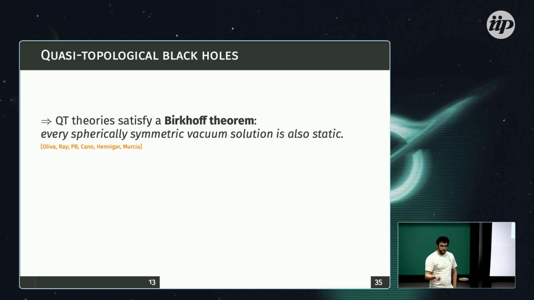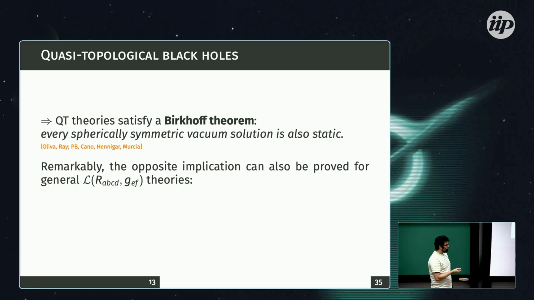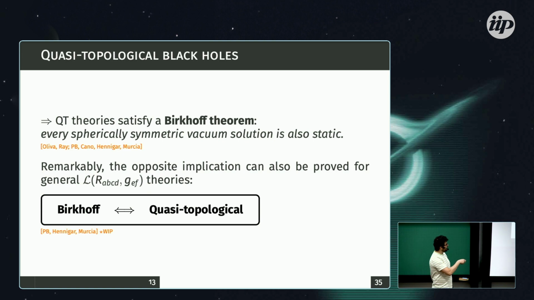And there's actually something more interesting, more powerful, that you can prove and that will be published soon, which is that you can also prove the other implication. If you consider some higher curvature theory and ask what happens if it satisfies a Birkhoff theorem, then it is quasi-topological. So we prove quasi-topological implies Birkhoff, and Birkhoff implies quasi-topological. So any higher curvature theory that has a Birkhoff theorem is of this class.